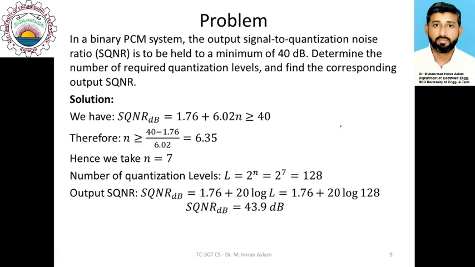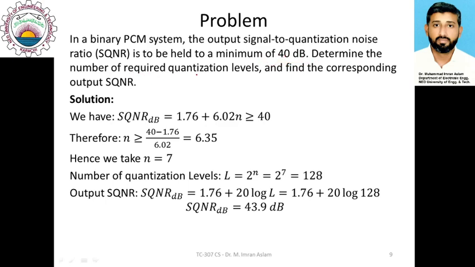Let us take a simple problem to understand how we determine the quantization noise ratio and number of levels in a certain case. Typically, each application requires a specific value of signal to quantization noise ratio, which is mentioned in this problem as 40 dB. So we are given that in a binary PCM system, the output signal to quantization noise ratio, that is SQNR, is to be held to a minimum of 40 dB. So we need to have at least 40 dB of SNR. Better can be used, but we cannot go below 40 dB.